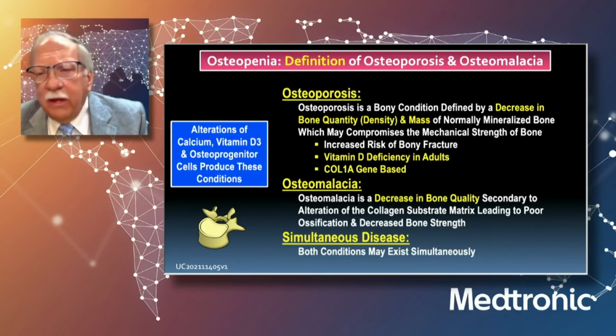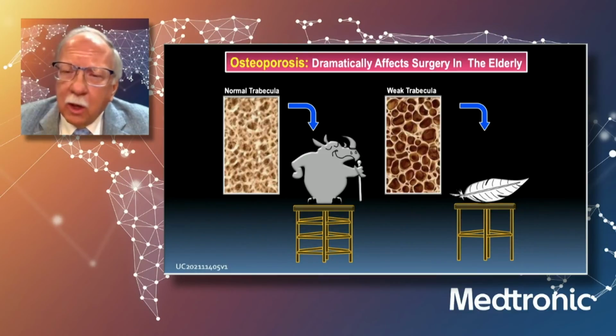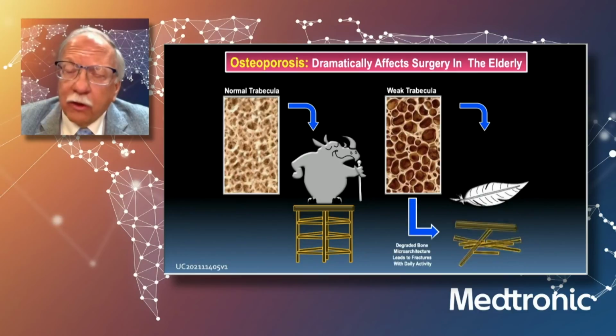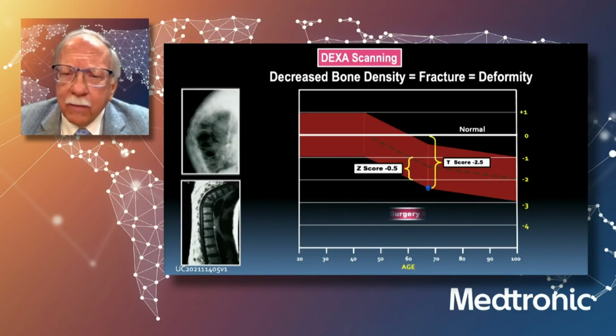Osteoporosis, of course, is basically a decrease in bone quantity, and it's frequently associated with osteomalacia. Why it's important is not only can it cause vertebral fractures, but it also can cause screw loosening and proximal junctional kyphosis and poor healing. And there's plenty of good, decent, level 3 literature to show this as a real phenomenon.